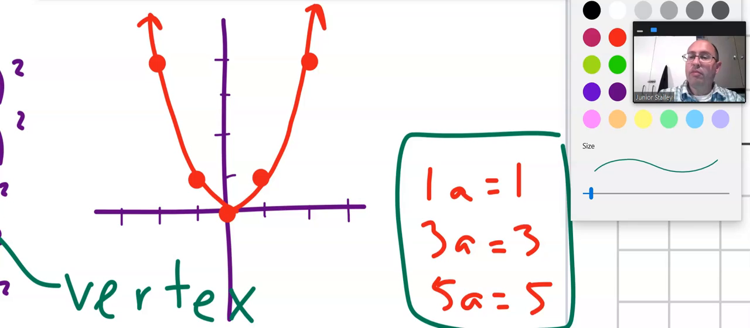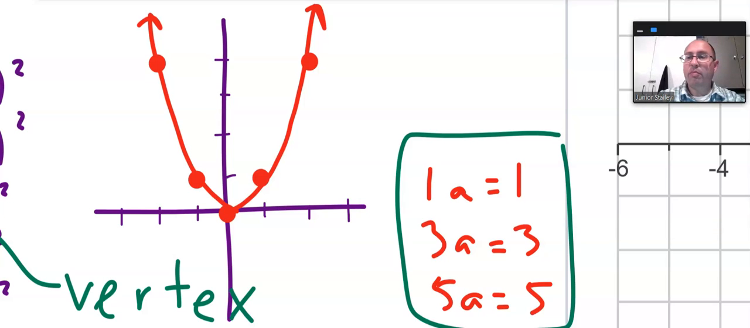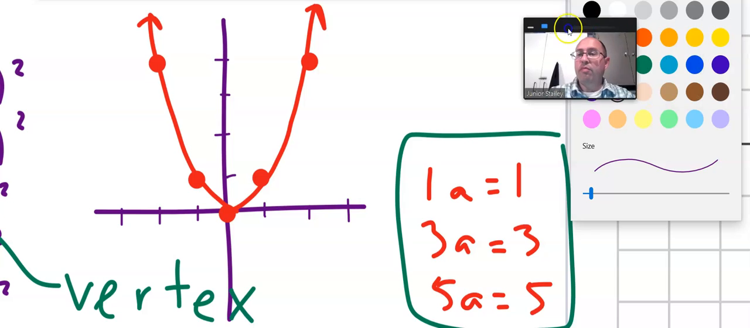Let me pick a different color here, purple. Yeah, purple's already been used. I need to move my face.